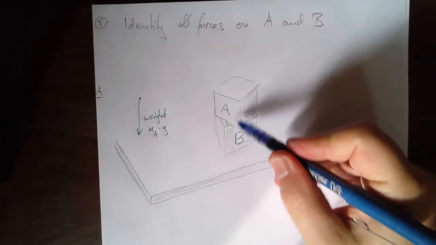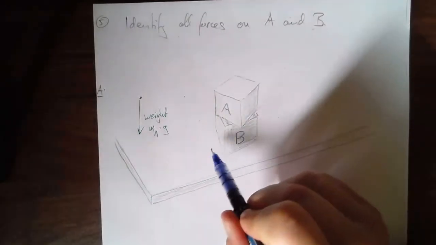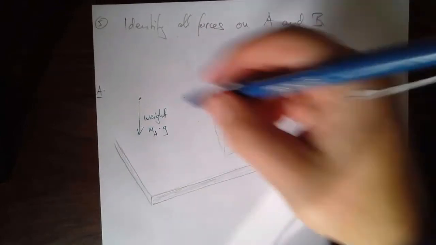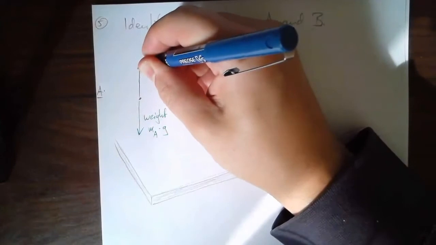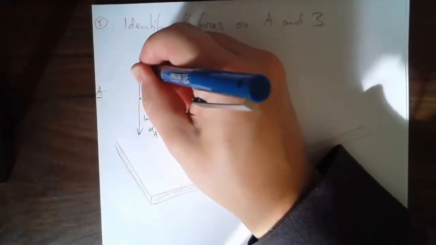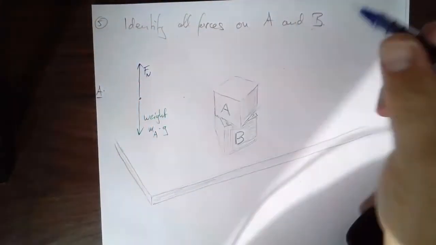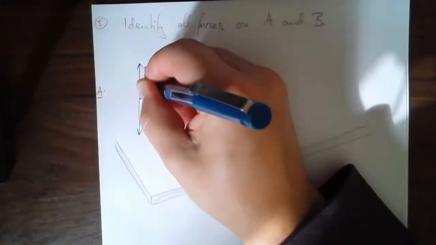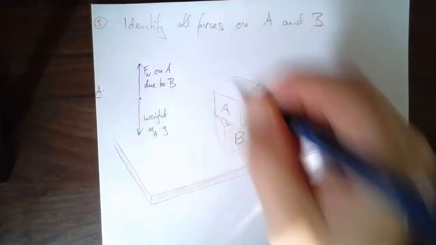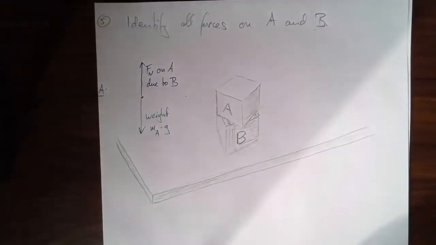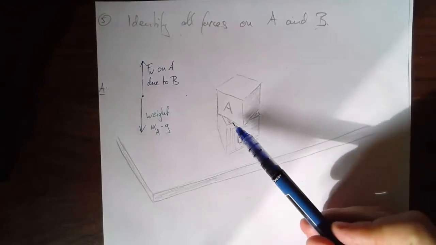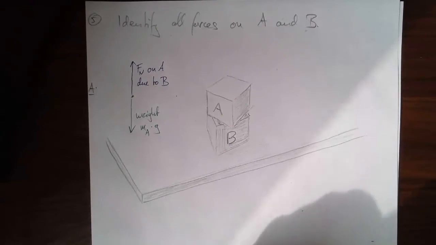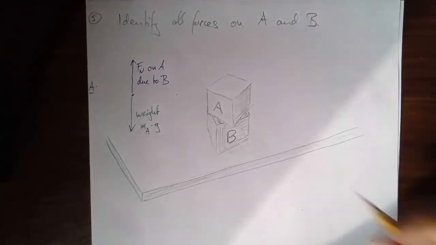Of course, it's a normal force. Normal force with what? With the table? No, it's not touching the table. It's touching box B underneath it. So the normal force has to be up. So I'm going to write Fn. We know by now I mean a normal force. And that is on A due to B. So it's not a normal force due to the table, it's a normal force due to the block. And that's it, right? There's nothing else happening with block A.